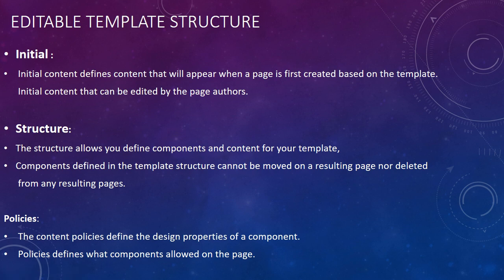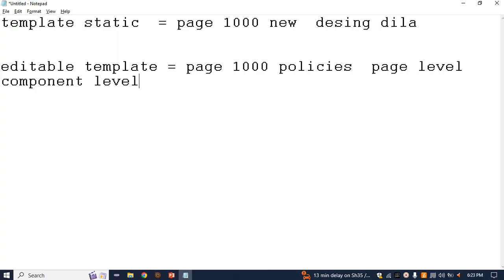Editable template, but before that, here we have the initial structure and the policies. Inside this policy, we know that we'll store the component level permissions and the component and page level permission. So these two types of permission will be stored here. We'll see how we can create it first.